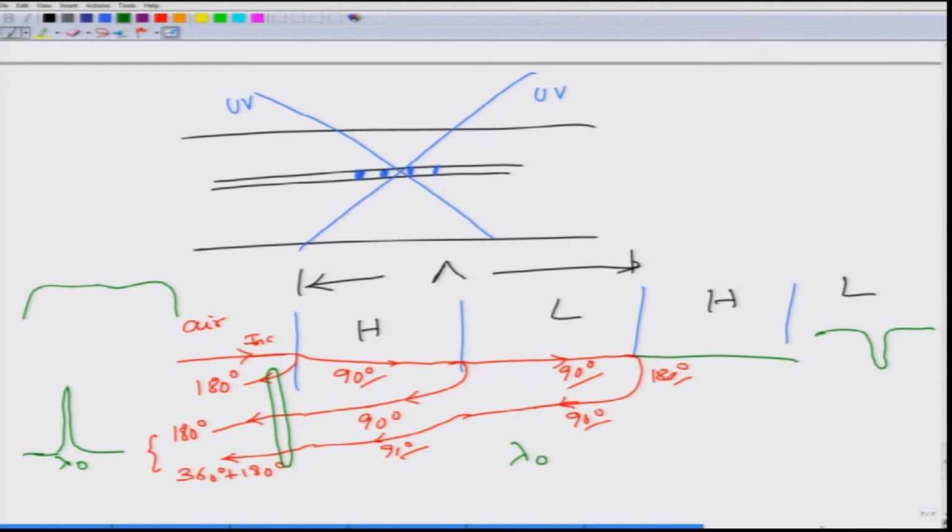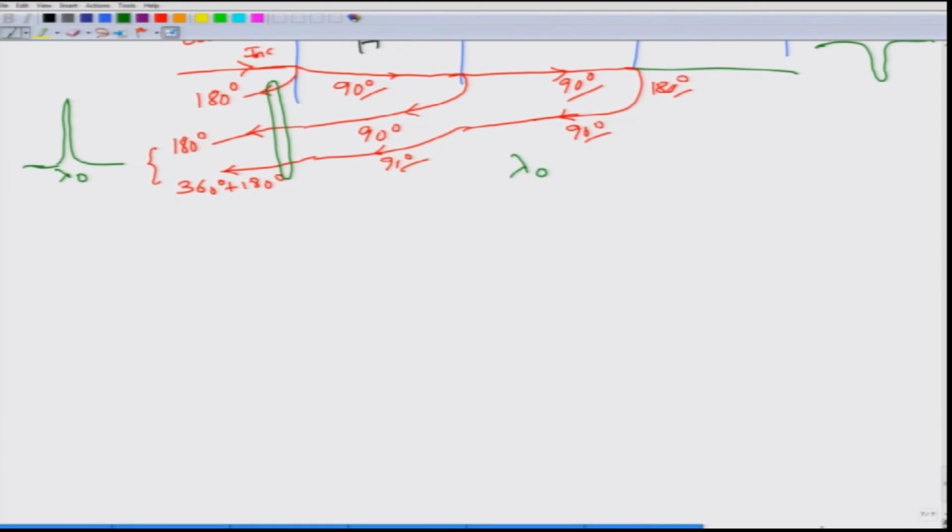Of course, the reflected spectrum will not exactly look like this. Actually, if you take it in dB, it would look like this. These are all the side lobes. Okay. These side lobes come because of the refractive index variation. This is in fact the Fourier transform of the refractive index profile.